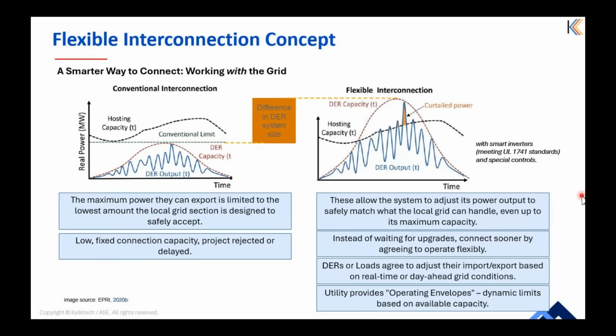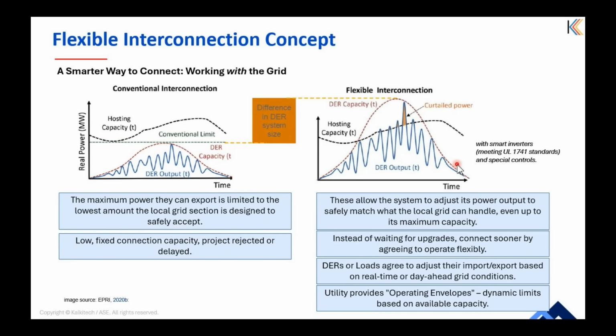So we're discussing how the FlexConnect works. This approach enables customer systems, be it solar or storage or EV chargers, to intelligently adjust their power flow based upon the grid conditions communicated by the utility, often day ahead or near real time. The critical advantage is that instead of facing multi-year waits for updates, a customer can often connect much sooner by agreeing to operate flexibly with dynamic limits.